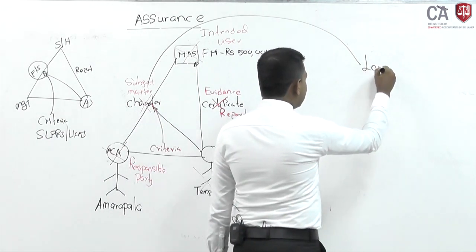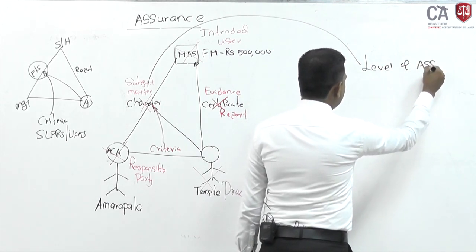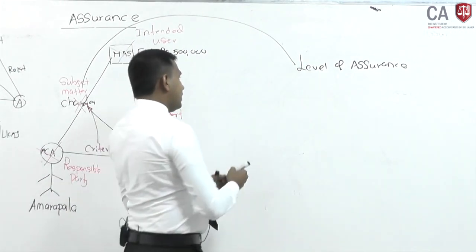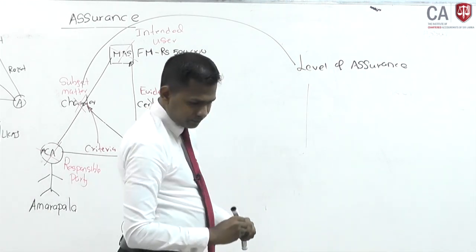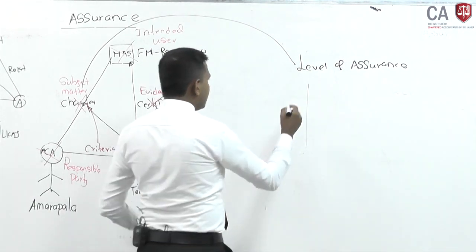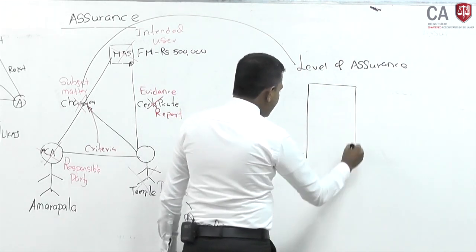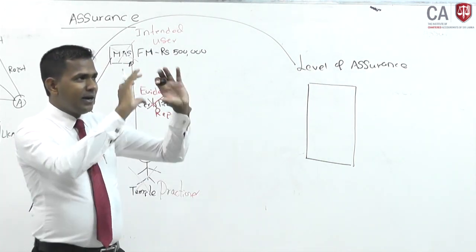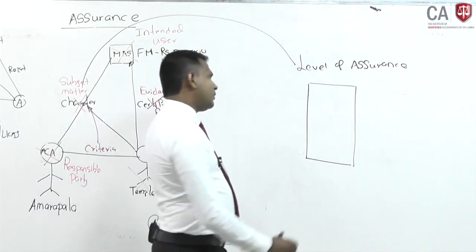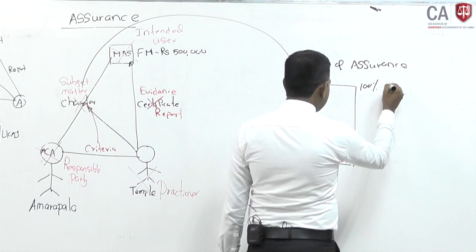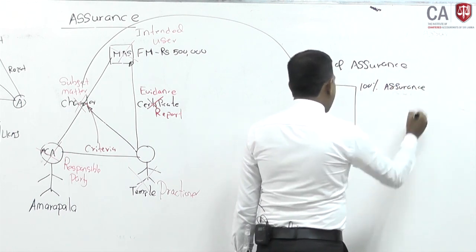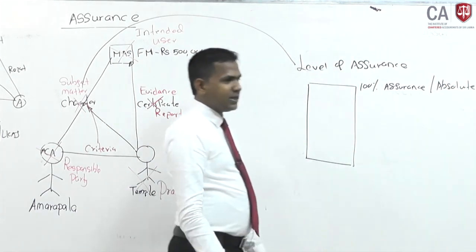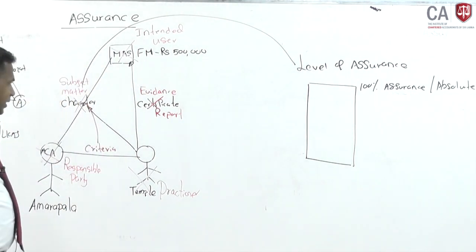The level of assurance. Being a chartered accountant or any other practitioner in this world, different levels of certificates can be given. One we call 100% assurance, and there is a word for this: absolute assurance. I hope that you might have learned this in your previous subject, BL5, KE4, the previous KB4 subject.